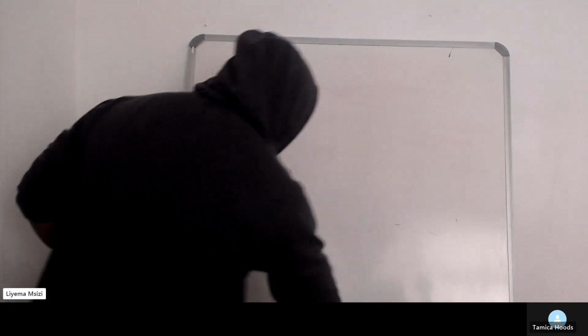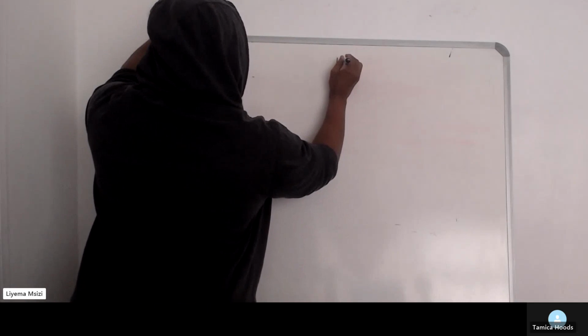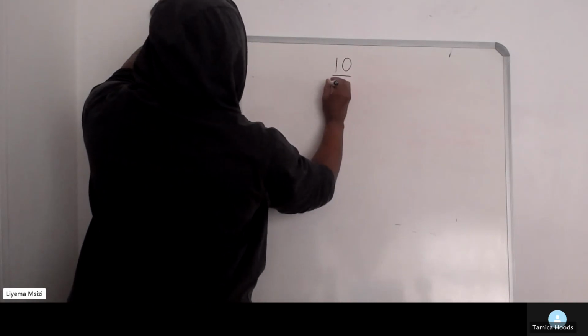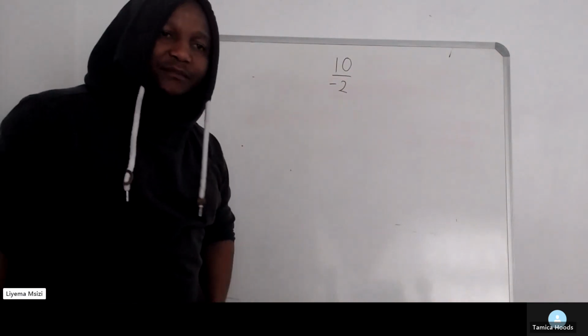Okay, Jamie. Yes. So sometimes they're going to give this one. Let's say 10 over -2. So how would you do this one? I want to see your thinking.